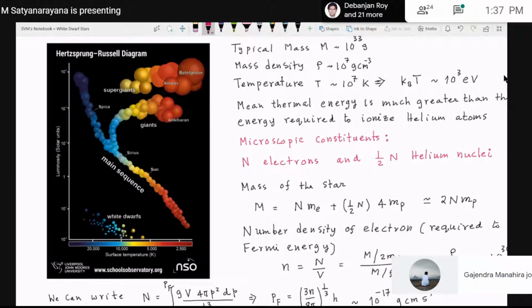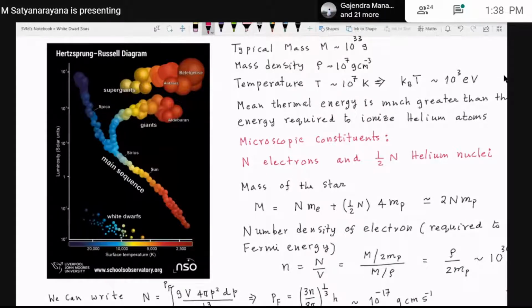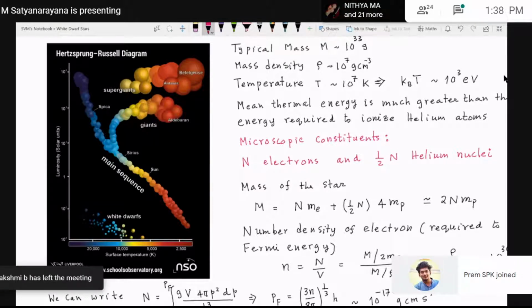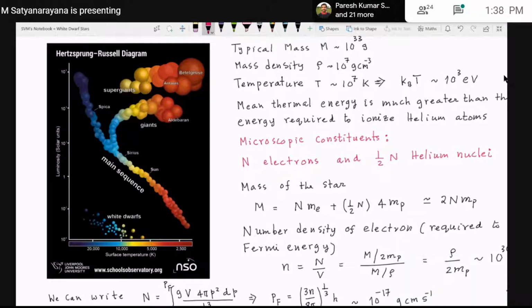The white dwarf is an exception, where the temperature is very high, but they don't emit much light, so they're somewhat dull stars. And then at the other extreme, you have these giants, sometimes called red giants or supergiants. They have very low temperature, but their luminosity is very high. So this region and this region are exceptions to the main sequence of stars.